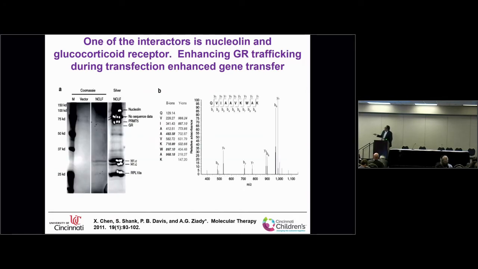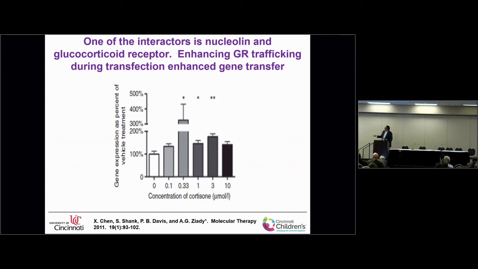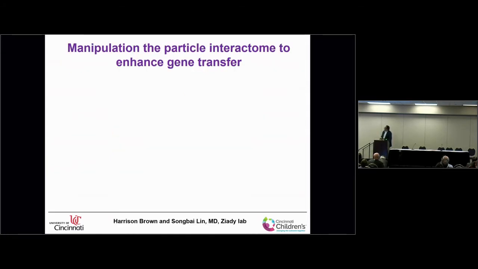Just as a quick example of a couple of these interactors, one of them that we found and published on was a glucocorticoid receptor, which we found did interact with the particle. We identified that by mass spectrometry and found that if you then use cortisone, based on that information, to bring more glucocorticoid receptor up to the surface of cells at the right time and at the right dose, you can enhance gene transfer by threefold by just giving it at the time of gene delivery, not really keeping it on all the time.